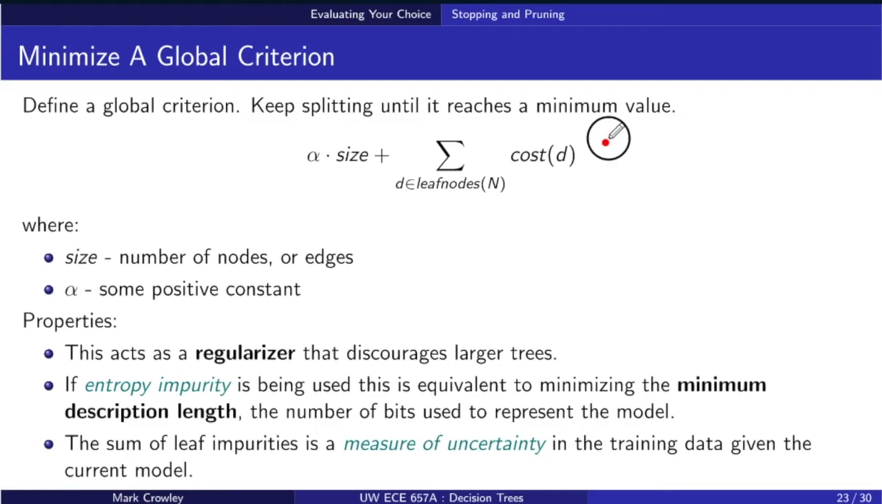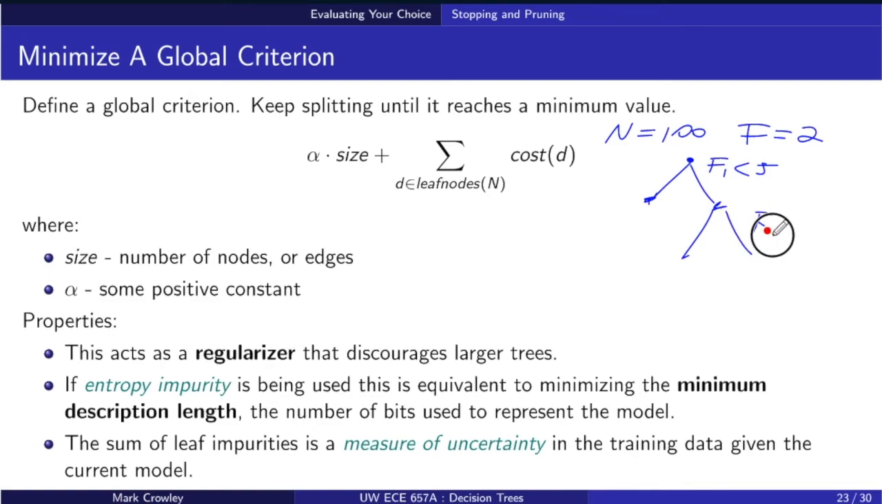Let's say we've got n data points equals 100. Let's say features equals 2, right? And so we always split on feature 1, it's less than 5. And we have some data here, right? And now we're going to split on feature 2 and say it's greater than 100 on this side. So we don't know how big these are now, but we could have any number of data points in here still, 50, 5, 6, 7.